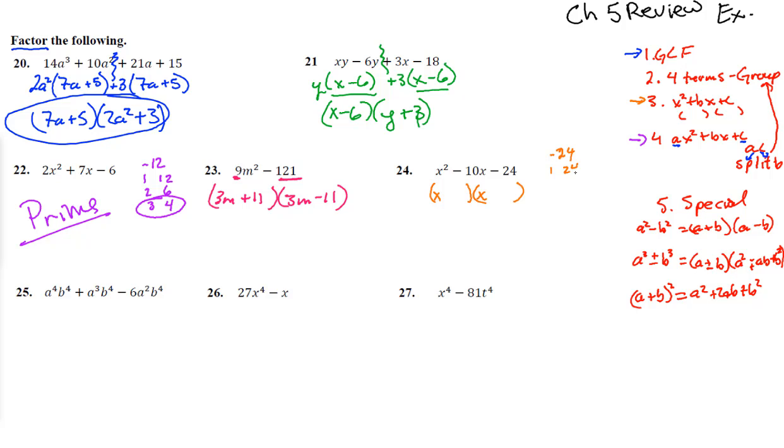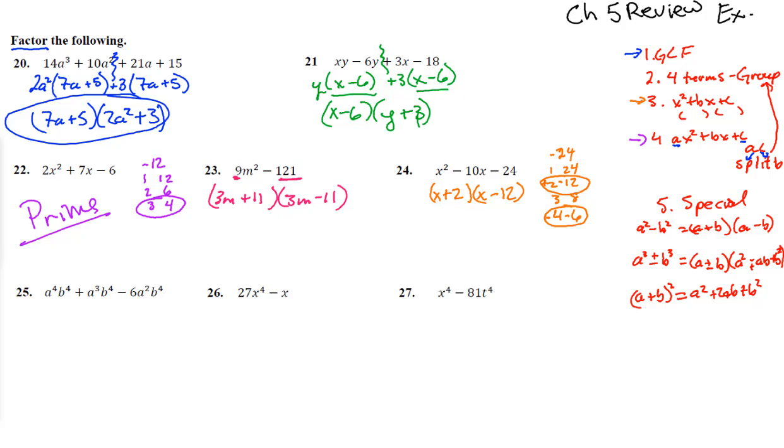We could have a 1 and a 24, a 2 and a 12, a 3 and an 8, or a 4 and a 6. Ooh, there are 2 options here. 4 and 6 sometimes add to 10, and 2 and 12 will subtract to 10. These guys would have to both be negative, but do those times to negative 24? They do not. Here you could have a negative 12 and a positive 2, and those times to negative 24 and add to negative 10, so those are the right ones. Plus 2, minus 12. Okay, that was good.